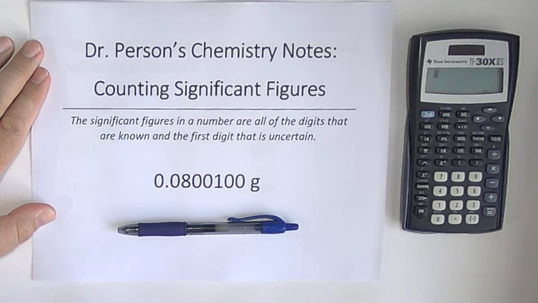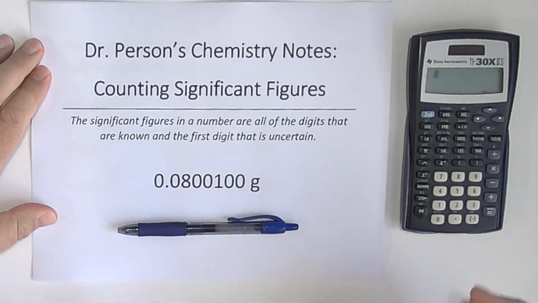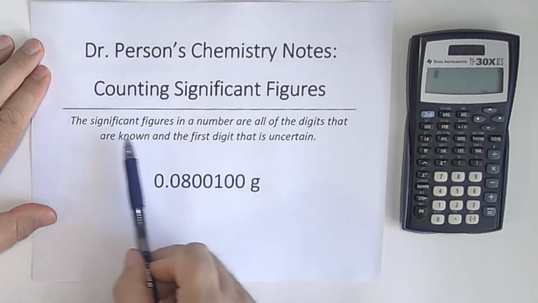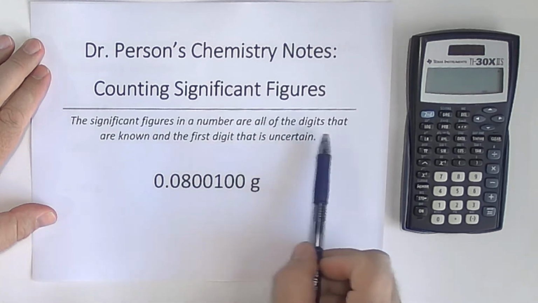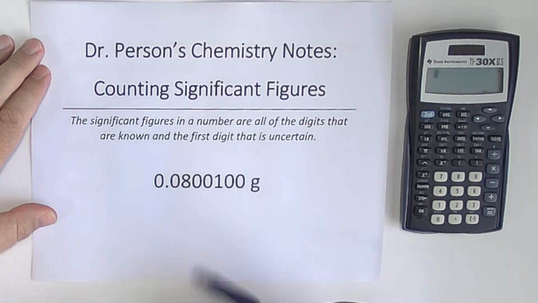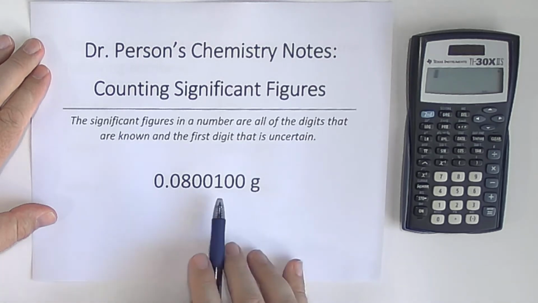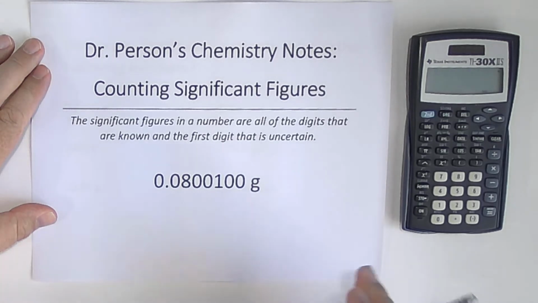This video will cover counting significant figures. If you haven't watched the significant figure overview video, I suggest you start there. Recall that significant figures are all of the digits that are known and the first digit that's uncertain. And so as we're doing calculations, we may be asked to count the number of significant figures or determine the first uncertain digit, or last significant figure.